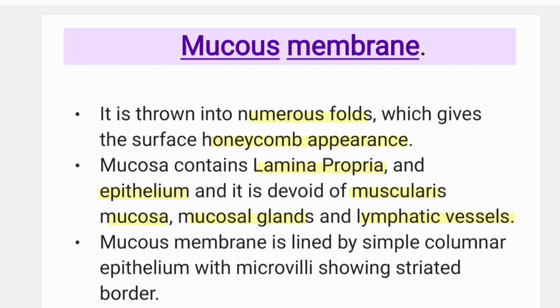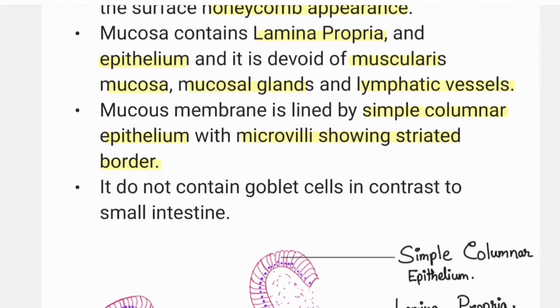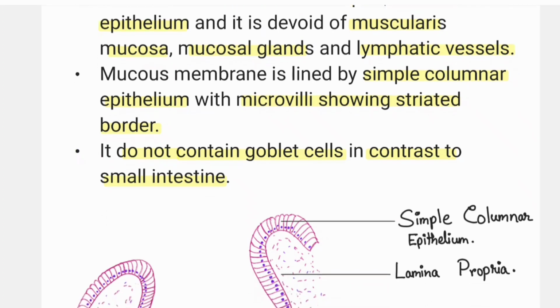Now what is the lining epithelium? The mucous membrane is lined by simple columnar epithelium with microvilli showing a striated border. So the lining epithelium for the gallbladder is the simple columnar epithelium with microvilli. The mucous membrane does not contain any goblet cells, in contrast to the small intestine. In the small intestine, the mucous membrane contains goblet cells, whereas in the gallbladder there are no goblet cells. So let's see those in the diagram.